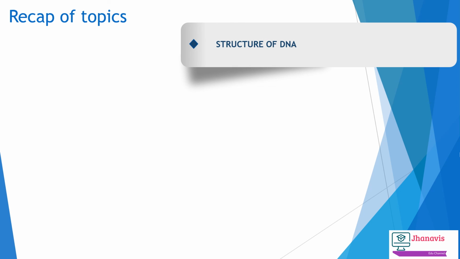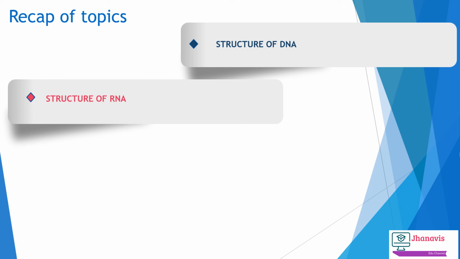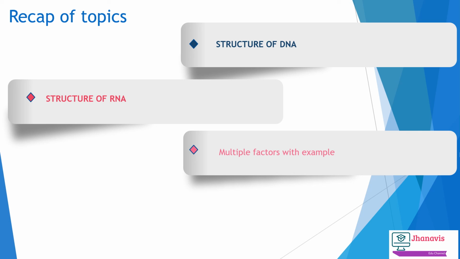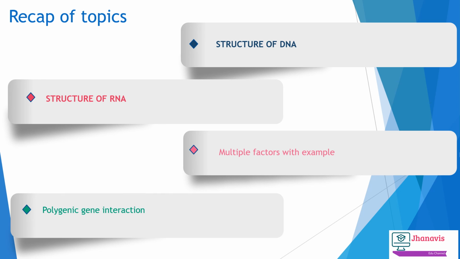Today we have come to the end of the topics related to certain parts of genetics. So I'll quickly recap what we have studied in this part. Mainly we have studied the structure of DNA, and we have also studied the structure of RNA and multiple factors like gene interaction, where we studied multiple factors with an example of blood group, and we have even solved a few problems and given you certain exercises to solve also. Then we have studied polygenic inheritance with an example of skin color.